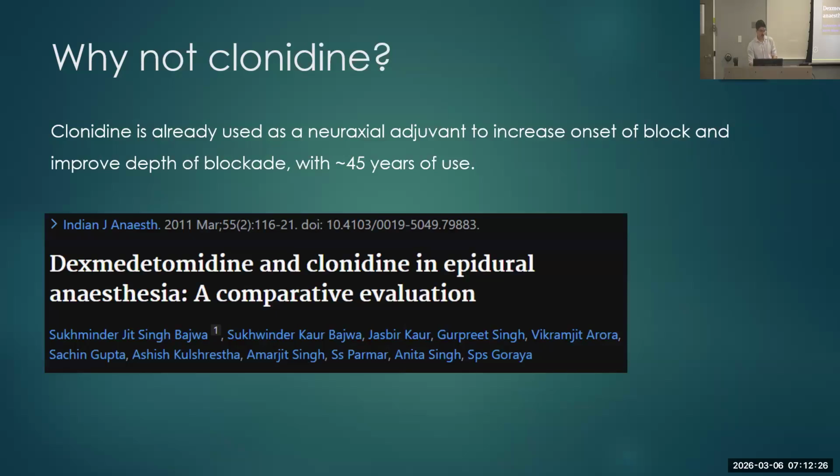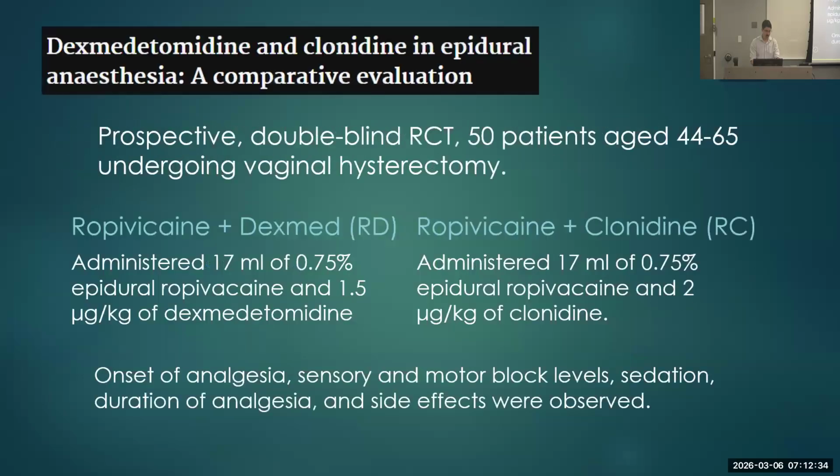So why not just use clonidine? Luckily, there are some papers that ask this very exact question. This paper is looking at dexmedetomidine and clonidine in epidural anesthesia. This was a prospective, randomized, double-blind, controlled trial, 50 patients aged 44 to 65 undergoing vaginal hysterectomy. As an aside, the makeup of this trial is very commonplace for what you'll see if you go looking for more on neuraxial dexmedetomidine. There's a whole bunch of trials with about 50 patients. They're double-blind RCTs, so they seem to be well designed, but they're all small.